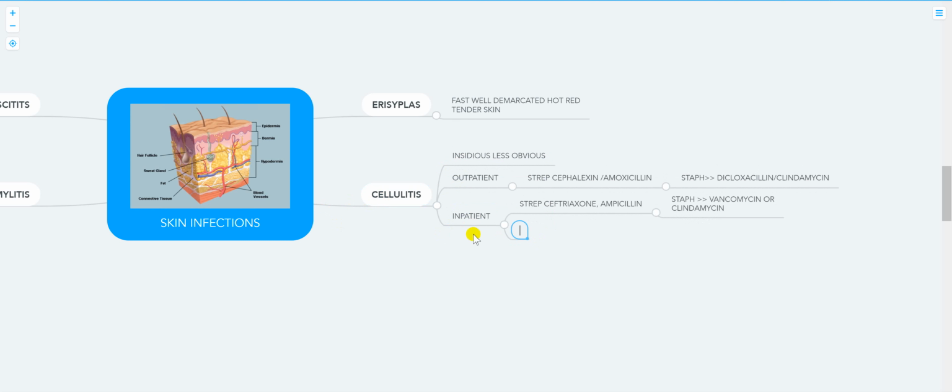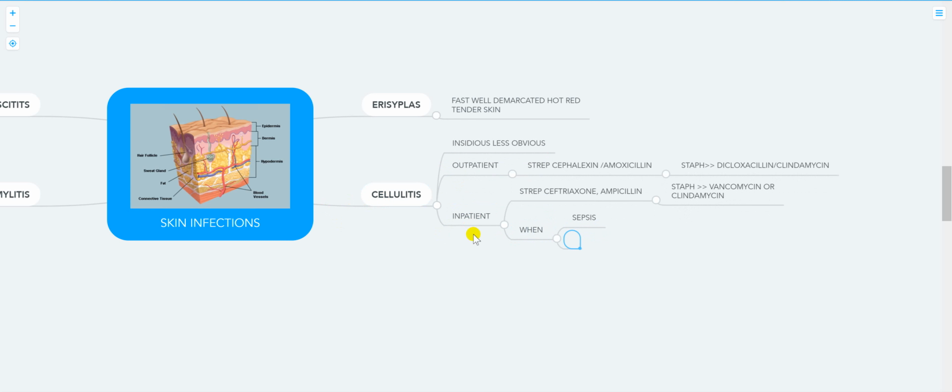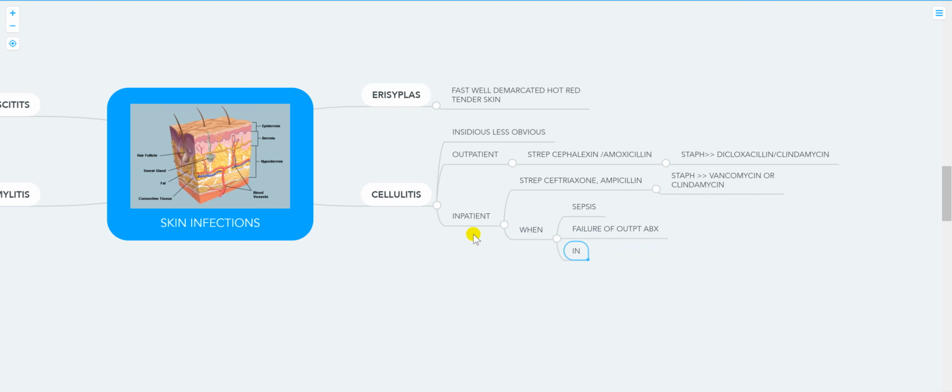The other thing that I want to mention is the inpatient criteria. When do we admit inpatient? When there is sepsis, the criteria for SIRS, failure of outpatient antibiotics, and inability to tolerate PO antibiotics. So this needs to be in your documentation for the insurance to approve that you are right in admitting this patient. Okay, so you gotta make sure you know that.